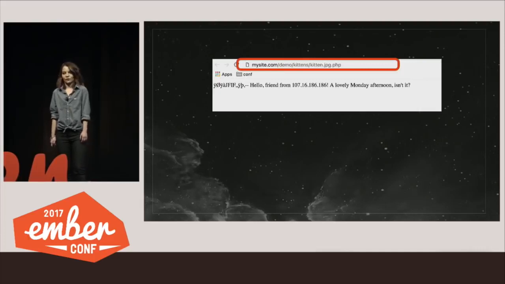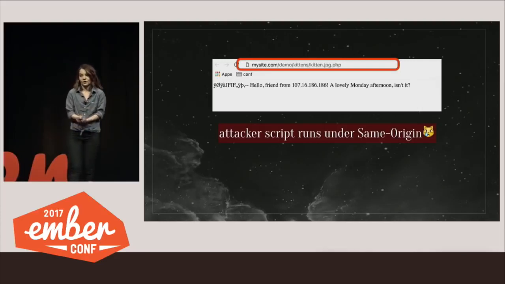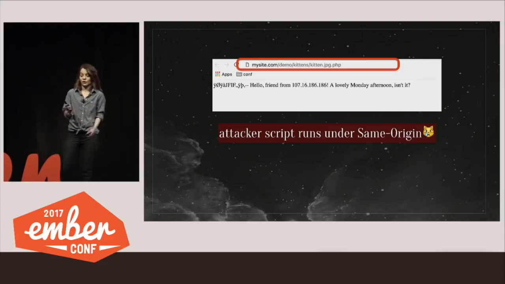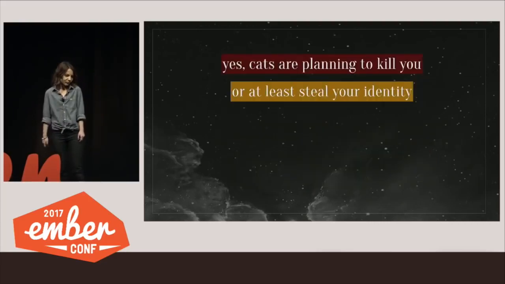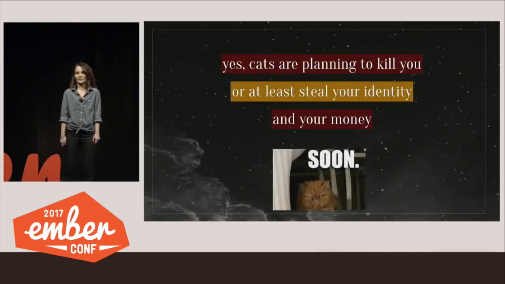And that's bad because of something called the same origin policy, which if you don't know what it is, I strongly recommend you do some reading on it. It's one of the most important web application security policies and ideas. It basically tells the browser that if a script runs on the same origin as the website that you're on, then it should have access to all sorts of crazy information, like, let's just say, your user data, which is pretty serious, and it's what allows people to impersonate you, right? So yes, cats are planning to kill you, or at least steal your identity and your money very soon, which is very sad because I love cats.